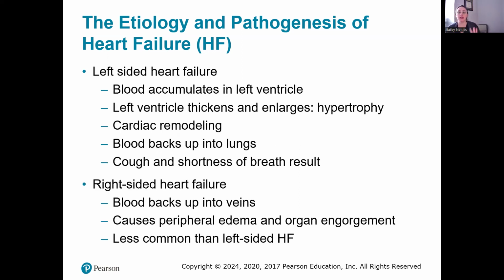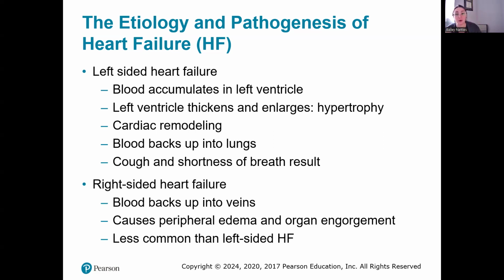Okay, left versus right. Left, think lung. The left side of my heart gets the blood from the lungs and puts it over the aorta into the body. If it doesn't pump, it's got to go somewhere, and if it can't go out, it's got to go back. It's a circle, right? If it can't go this way, it's got to go backwards. It's just like an overflowing cup. So if it overflows, it's going to overflow in my lungs. So that's going to look like crackles, cough, shortness of breath, that rusty sputum. You can have hypertrophy, which is when the muscle enlarges.